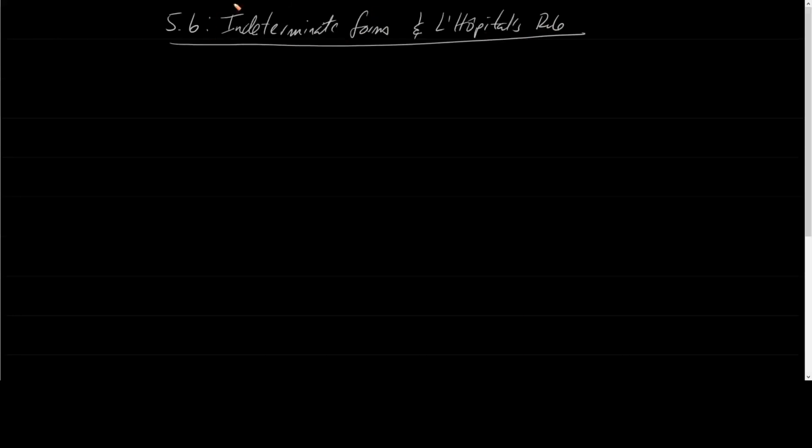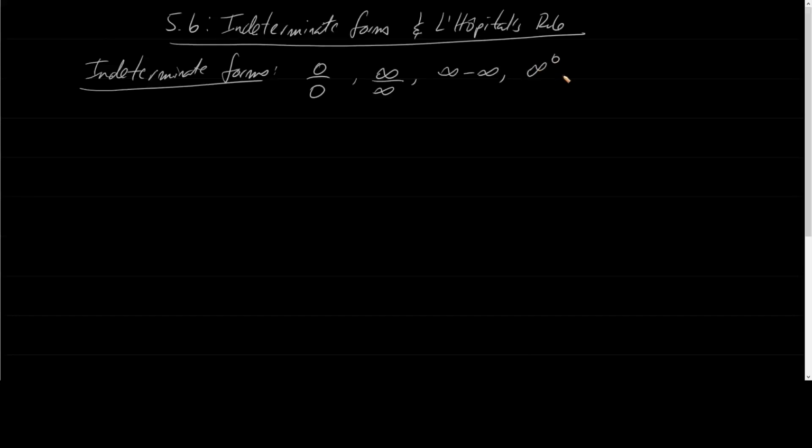First, let's remember what indeterminate forms are. The indeterminate forms are things like 0 over 0, or infinity over infinity, or infinity minus infinity, or infinity to the 0, or 0 to the infinity, things like that. 0 times infinity, all right? Anything that we get like this is an indeterminate form. Why? Because we cannot determine what it is, right?